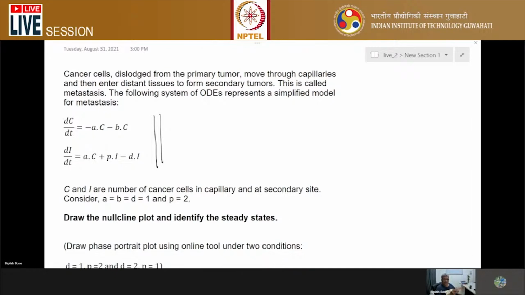So here I have C, which represents cancer cells in the capillary, whereas I represents the number of cancer cells in a secondary site. So this is the line written: C and I are the number of cancer cells in the capillary and at the secondary site. We have the ODEs given and the parameter values, the constants A, B, D is 1 and P equal to 2. The question is, we have to draw the null-line plot and identify the steady state. How should I proceed? Let us check.